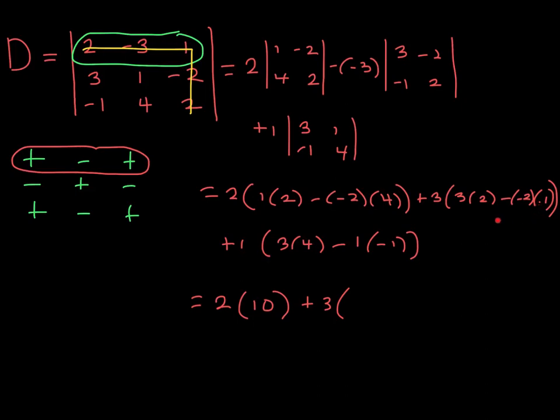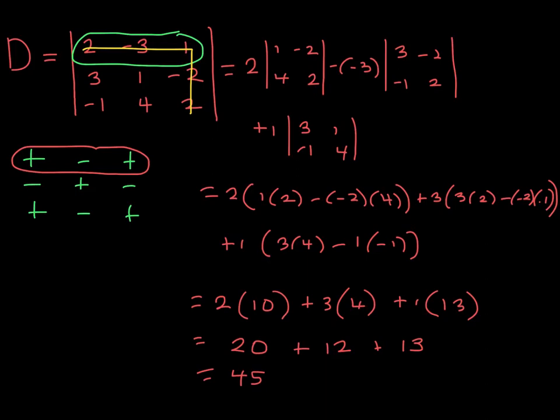Just confirming here. Yeah, it's a negative sign. So it's 6 minus 2. That's 4. Plus 1 times, and what do we have here? We have 12 plus 1, 13. All right. So we have 20 plus 12 plus 13. And this is 45. Isn't it? Yes, 45 is this determinant called D.